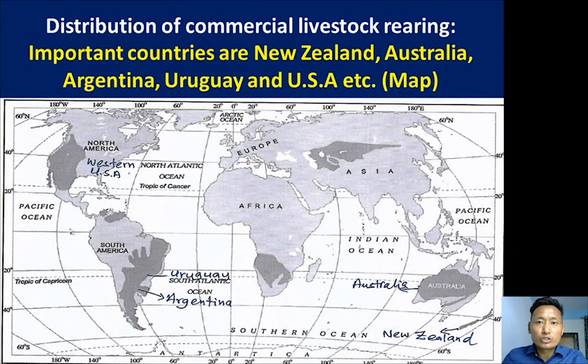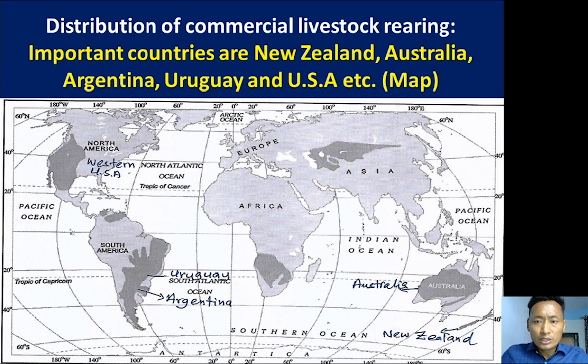So, distributions of commercial livestock rearing: important countries or regions such as New Zealand. This map shows New Zealand, south of Australia, Argentina, Uruguay, western part of USA. The dark shaded regions are the regions where people are doing commercial livestock rearing.